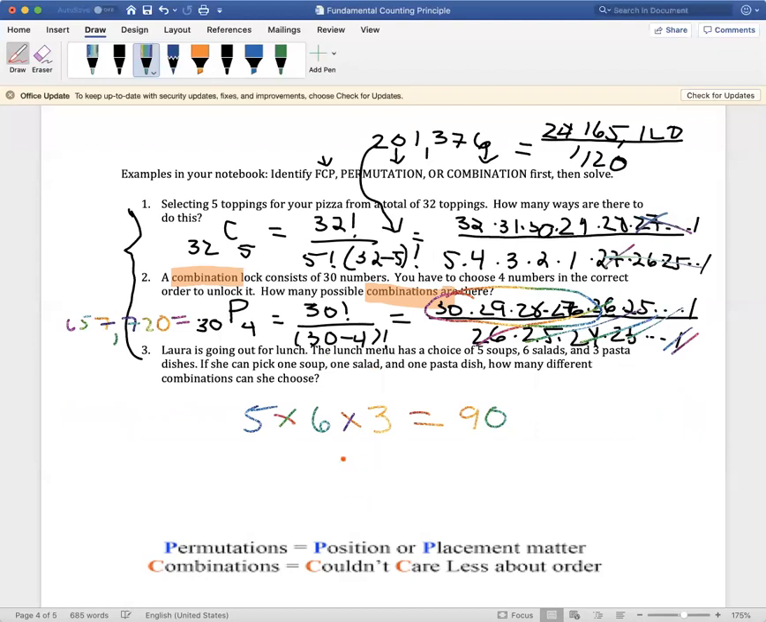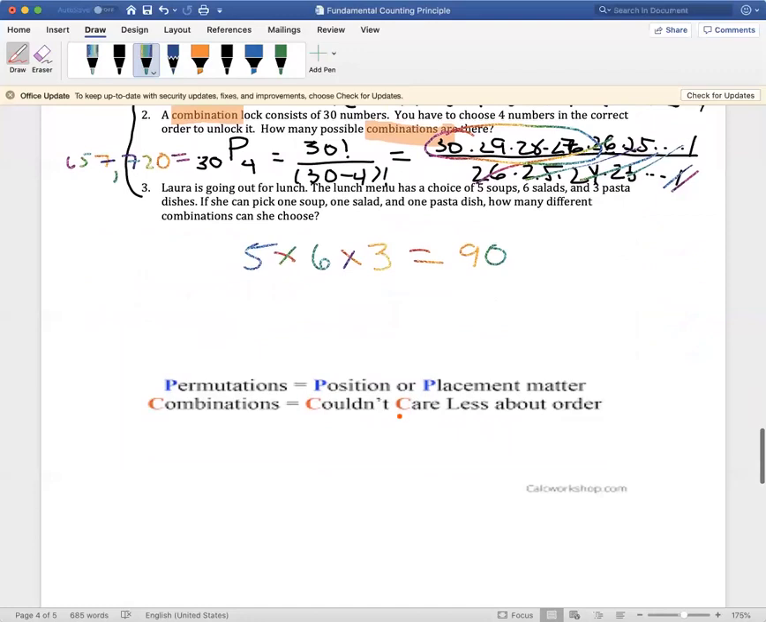What I really want to make sure you understand here is this notion of factorial, and this notion that with permutations, we're concerned about order, position, or placement. And with combinations, you couldn't care less about order. So order is unimportant in combinations, and in permutations, position or placement are important.